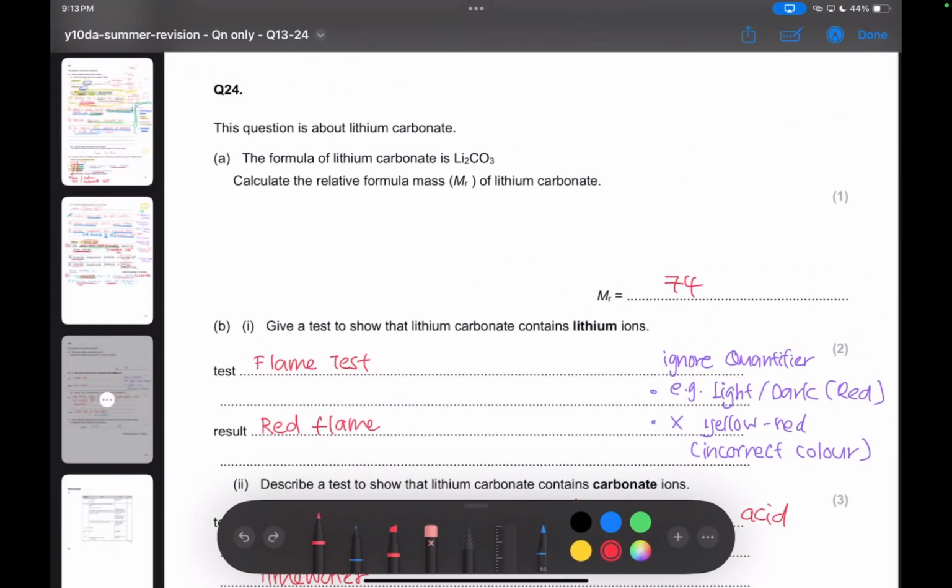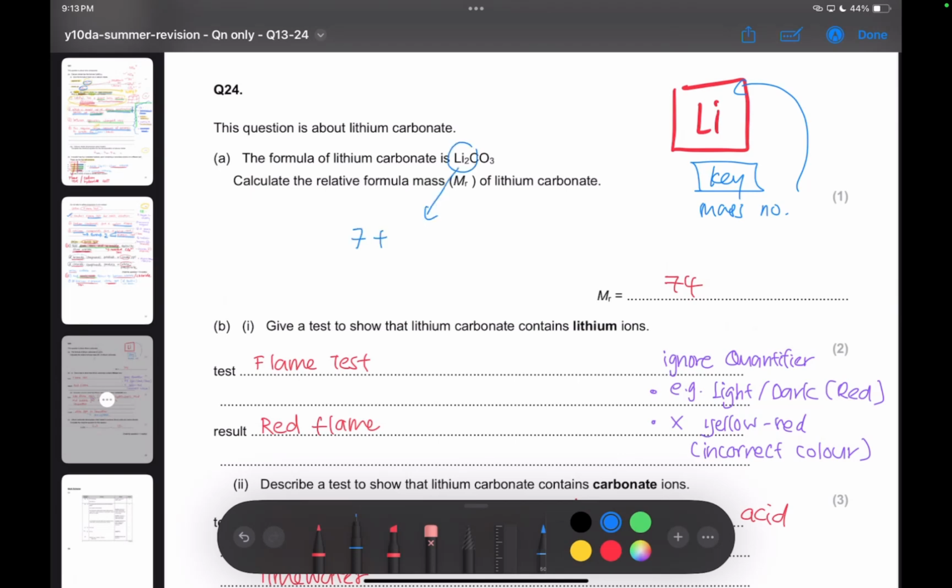So you need to go to your periodic table and look for the mass number. Lithium should be 7. If you're using your key in the periodic table, you should be looking at the one with the mass number. Depending on your periodic table, it can be either at the top or at the bottom. In this case, each lithium has a mass of 7, and because there are 2 of them, it's this. Every carbon is 12, and each oxygen is 16. If you add them up, it should be 74.